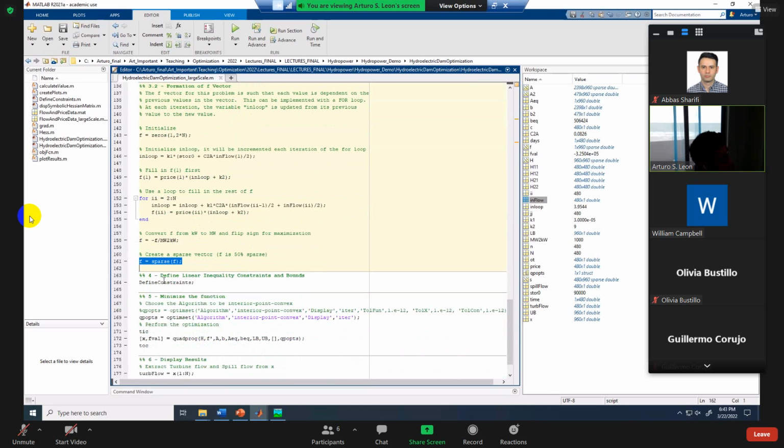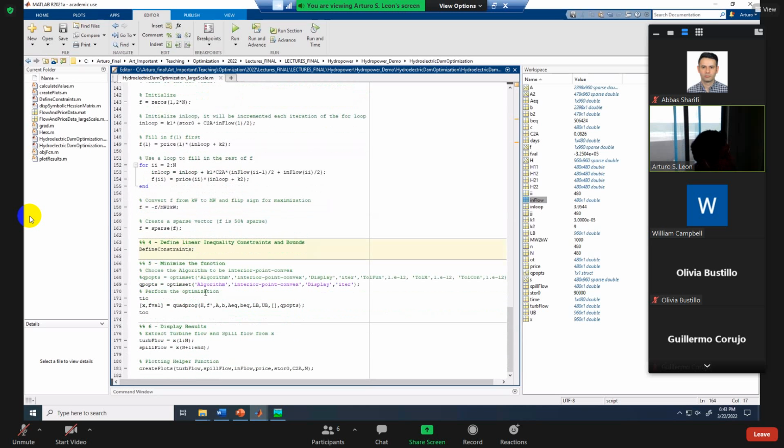And then, guys, I have to define the constraints. If you open the define constraints, you can see the constraints specified in the model for storage, for levels, and everything. Then I'm going to use the algorithm: dynamic programming, and I use a quadratic programming solver. This is the options of the quadratic programming. I'm going to use the interior point convex method, which is a method of quadratic programming.